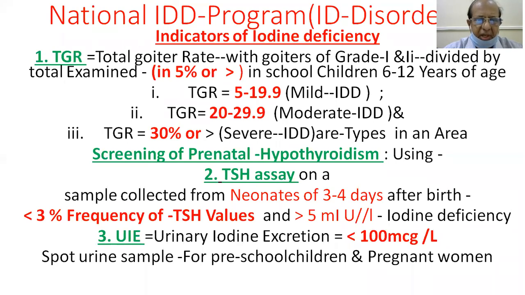Coming to the urinary iodine excretion, UIE, if it is less than 100 micrograms per liter, in a spot urine sample for school children and pregnant women. So after getting the spot urine sample, if it is less than 100 micrograms per liter, that indicates urinary iodine excretion, and that is also an indicator of iodine deficiency.